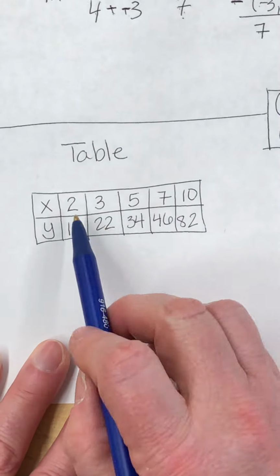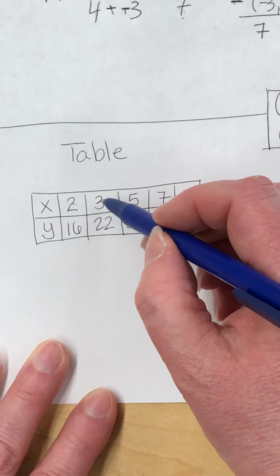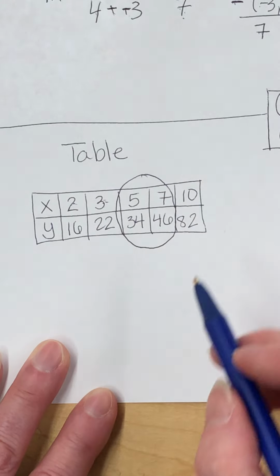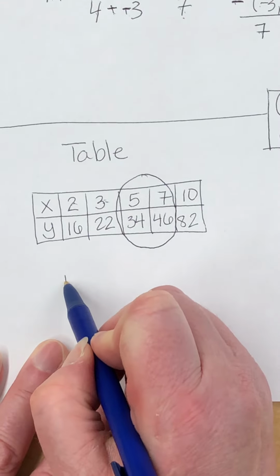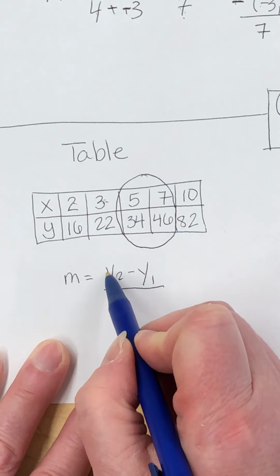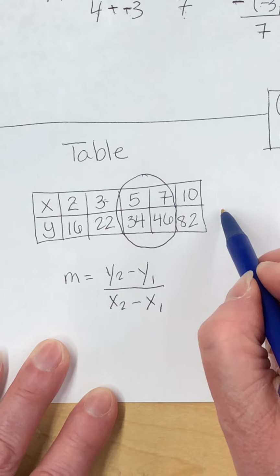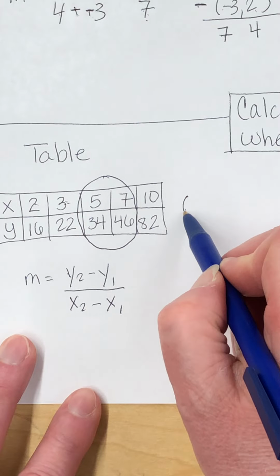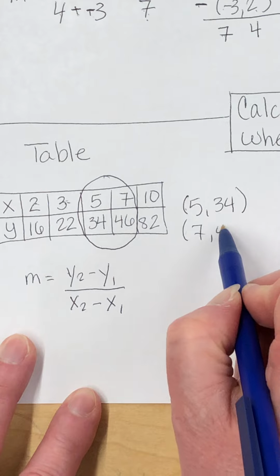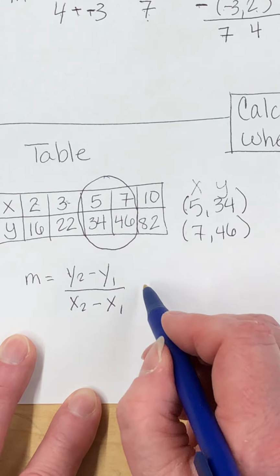I'm actually going to show you ones that are not next to each other so that you understand that they're not always over 1. So I'm actually going to take these 2 right here. Okay, so I'm still doing the difference of my y's divided by the difference of my x's. So remember that these are ordered pairs. This is technically a 5, 34, and this is a 7, 46. So x's and y's.